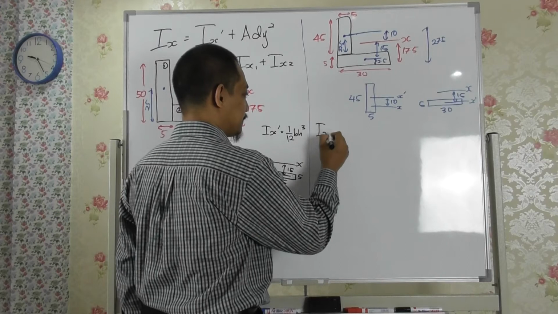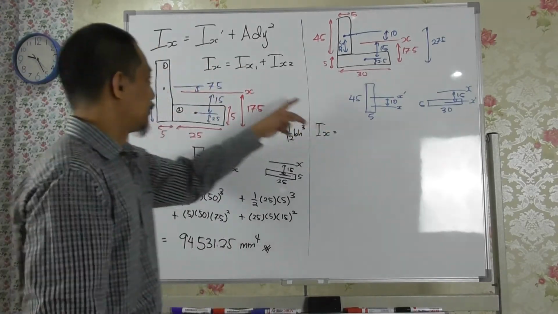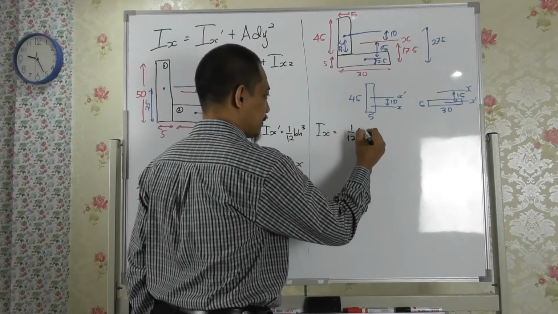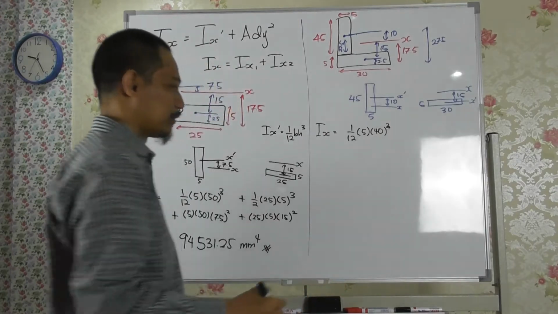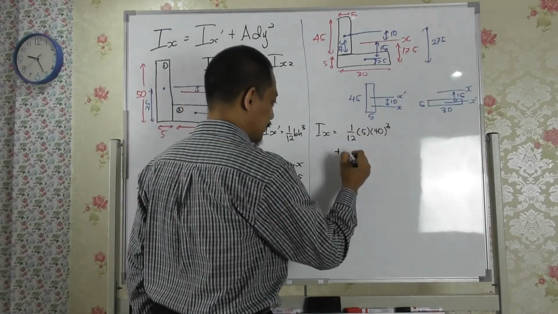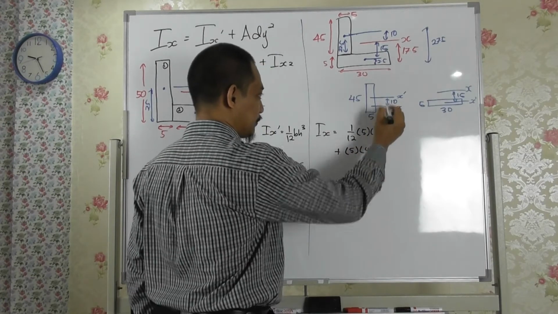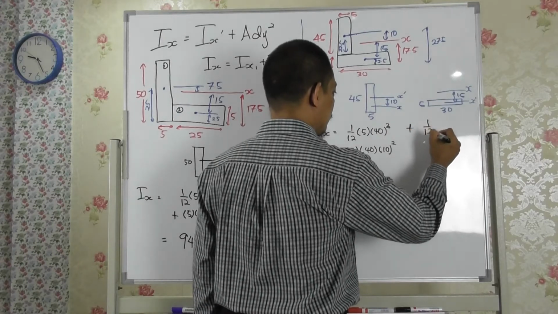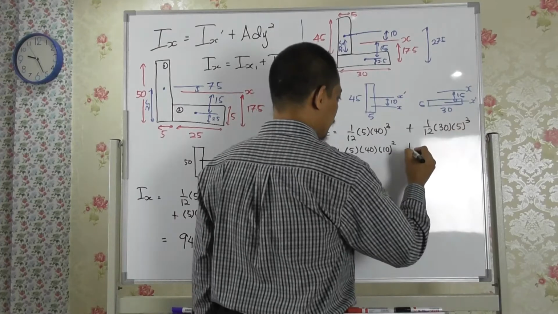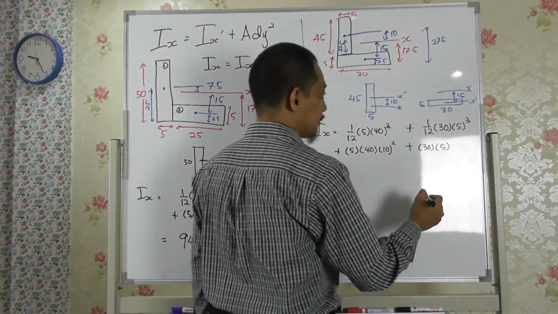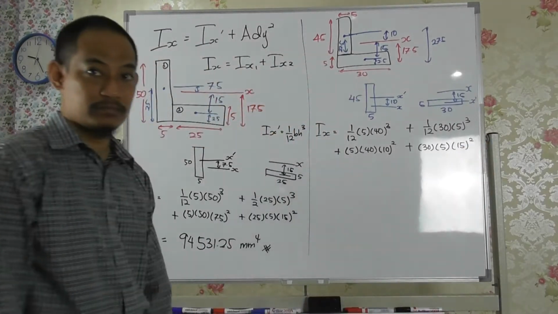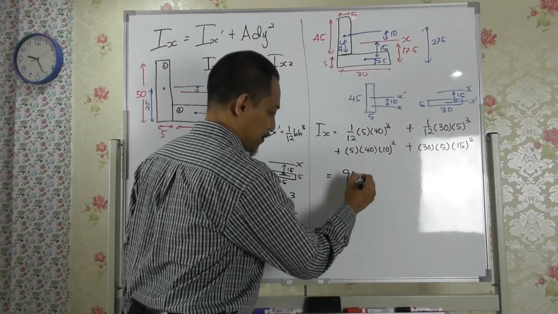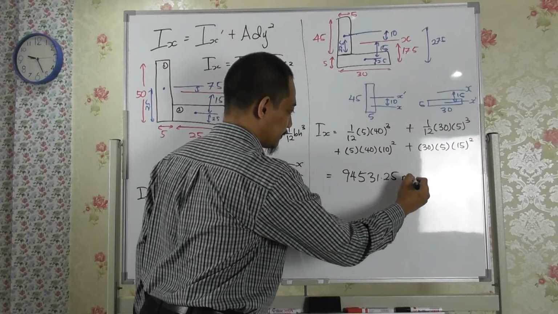So if you have Ix here, it is equation Ix1 plus Ix2, and Ix for each of this is Ix prime plus A dy square. So here you have 1 over 12 times 5 times 40 cube, for 1 over 12 bh cube, plus A dy square. So A is 5 times 40, times dy square, which is 10 square. And then plus over here you have 1 over 12 times 30 times 5 cube, plus 30 times 5, which is the area, times 15 square. And if you calculate that, you have exactly the same answer as this one. It should be 94,531.25 millimeter to the power of 4.